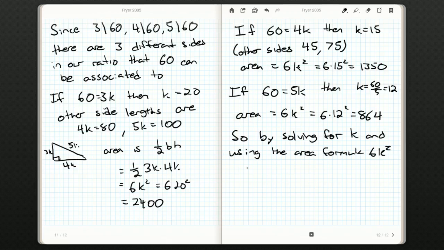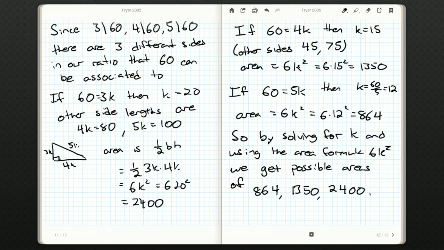Six k squared. I'm going to write these guys in increasing order. 864. Oops, no comma there. There's a comma before it. 1350. And finally, 2400. All right. It's a nice little right angle triangle question.